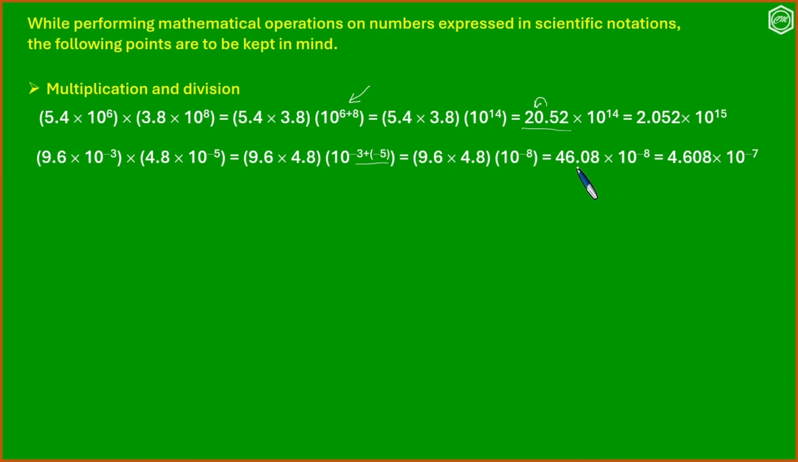46.08. And now we move the decimal one place towards left. So it is 4.608. When the decimal is moving towards left, we add 1. So minus 8 plus 1, it is minus 7. So the answer is 4.608 into 10 raised to minus 7.